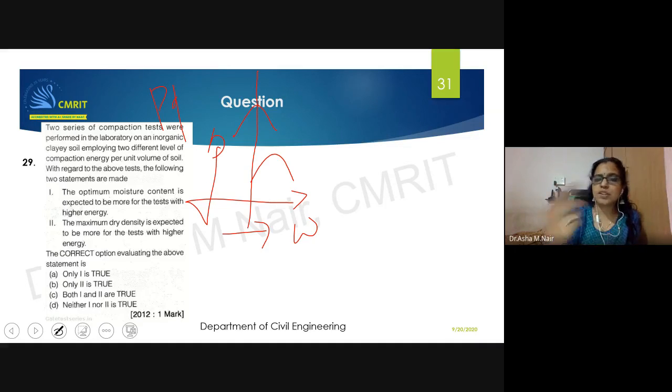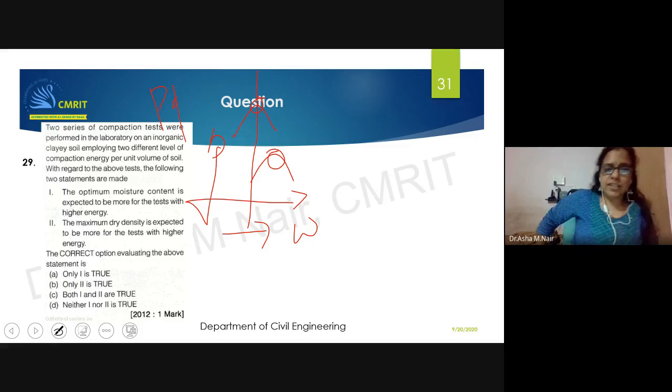So is the optimum moisture content going to increase or decrease? The optimum moisture content was here, and it became here, so it is going to decrease. And the dry density is going to increase. So the maximum dry density is expected to be more for the test with higher energy. Only one is true, one is false, so that option we cannot take. Then only 2 is true, yes, that is correct.